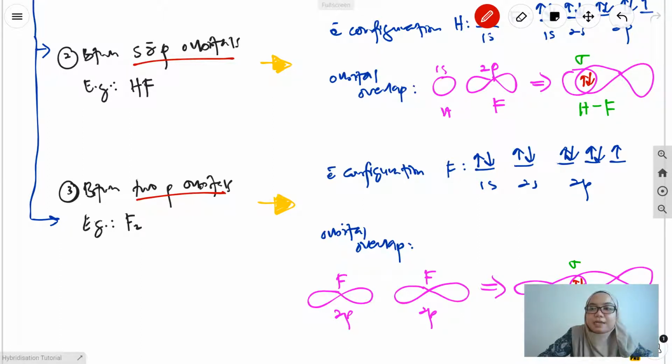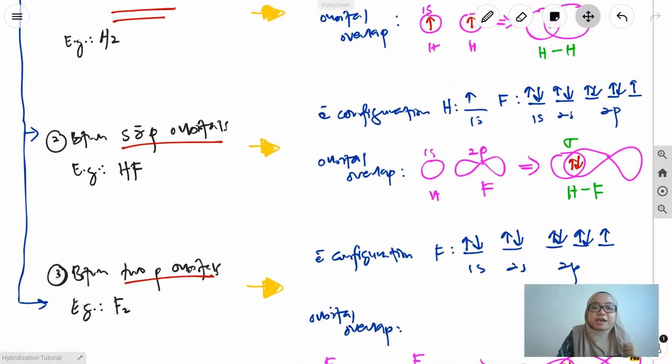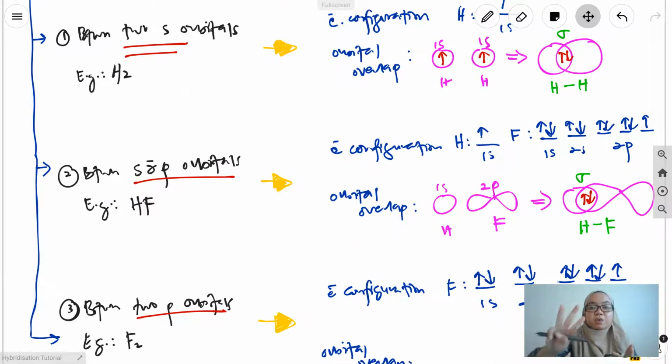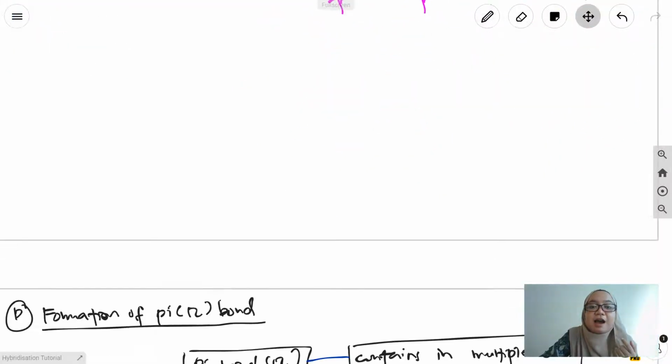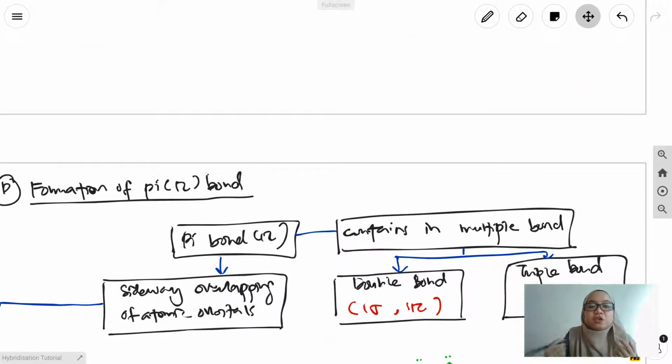Now we have learned that to form a sigma bond there are three ways. The first way is the overlapping between two s orbitals, the second is the end-to-end overlapping between one s and one p orbital, and the third is the end-to-end overlapping of two p orbitals. So now we are going to look at how the pi bond is formed.